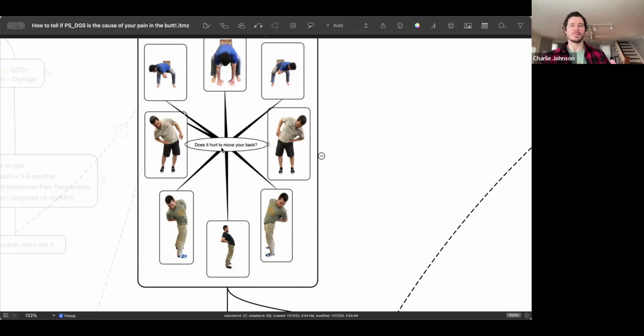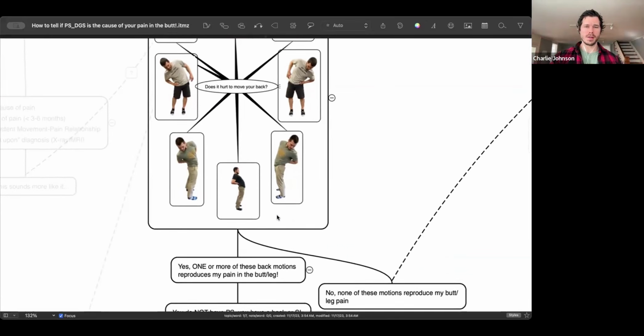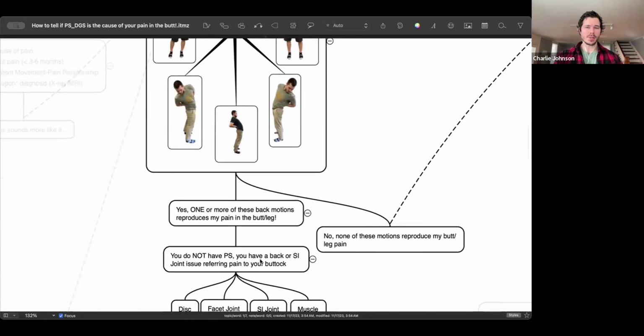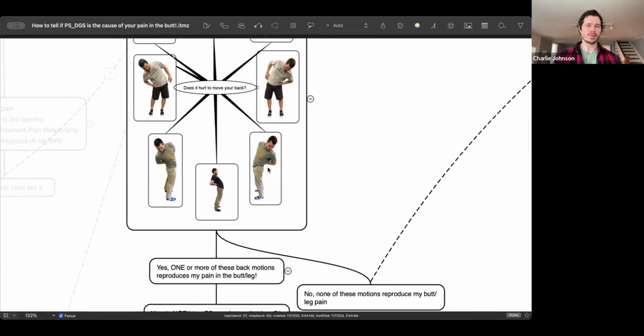It's a back problem. But if still not clear, you can stand and shift your hips one way, taking your shoulders and your hips and gliding that way. And go the other way, a side bend or what we call a side glide to the right and side glide to the left. So now you've moved your back in all these different positions. If one or more of these back motions reproduces your pain in the butt or leg, then you do not have Piriformis Syndrome. This is very common. You have a back or SI joint issue referring pain to your buttock. Oftentimes you'll see these rotation extension tests pinch down in the SI joint as well.